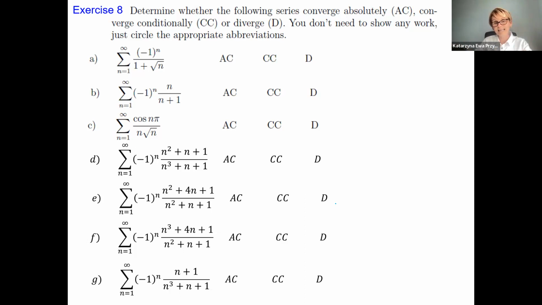Okay. Let's see if we can do this quite quickly, not really putting lots of work, and you can do the work because you know how to do it. Okay, first one. We have to determine whether it's AC, CC, or D. What do you think about the first one? Negative 1 to the n over 1 plus square root of n.